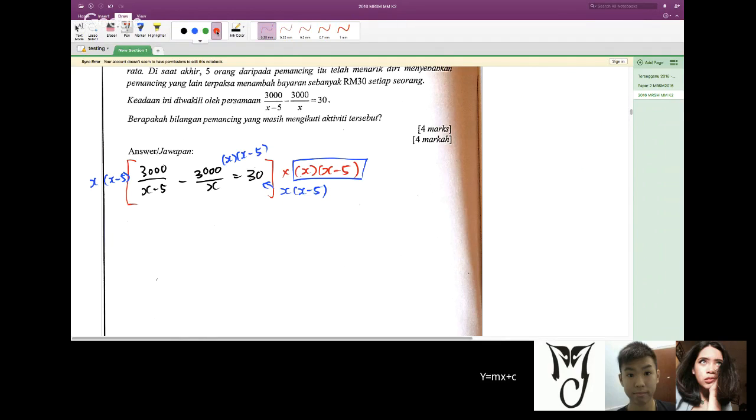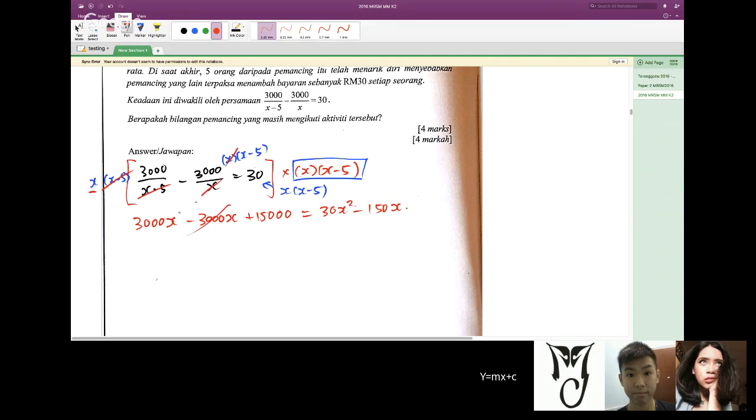You see what happened? x minus 5, I cancel. I have an x left here, multiplied with 3000. So I have 3000x. Right, so x and x I can simplify. I have this left, so it will be minus 3000x. Negative 3000 has to multiply both, so it is plus 15000. And then equals 30 multiplied by this one, so it will be 30x squared minus 150x.